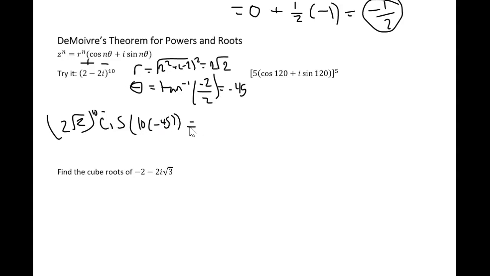So see if your calculator can handle 2 radical 2 to the 10th power. Make sure you use parentheses around that term when you type it in so that everything gets the power. So it works. I'm getting 32,768 CIS, I'm going to just invade that space, negative 450. Well, negative 450 is way too negative. So we're going to start by adding 360. We get negative 90. We need to add 360 again, and so we're going to get 270.